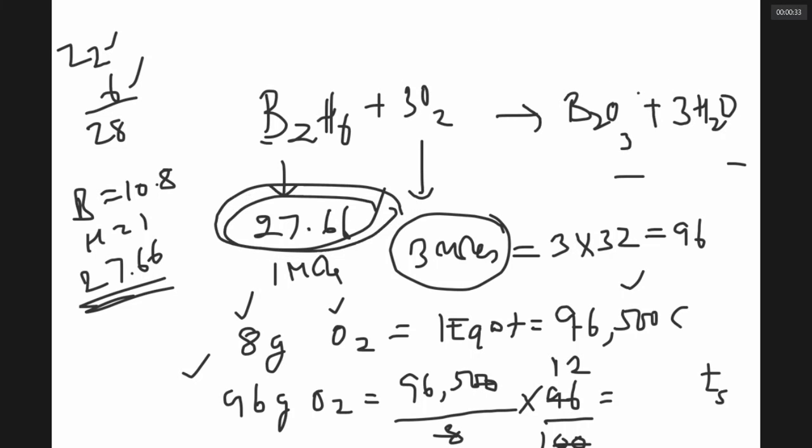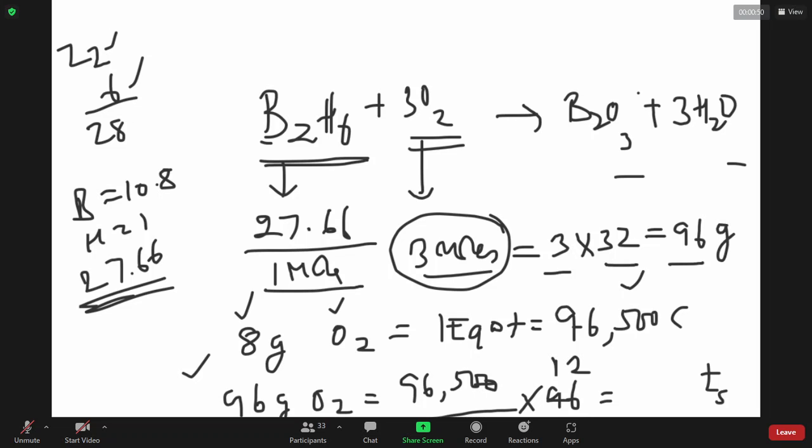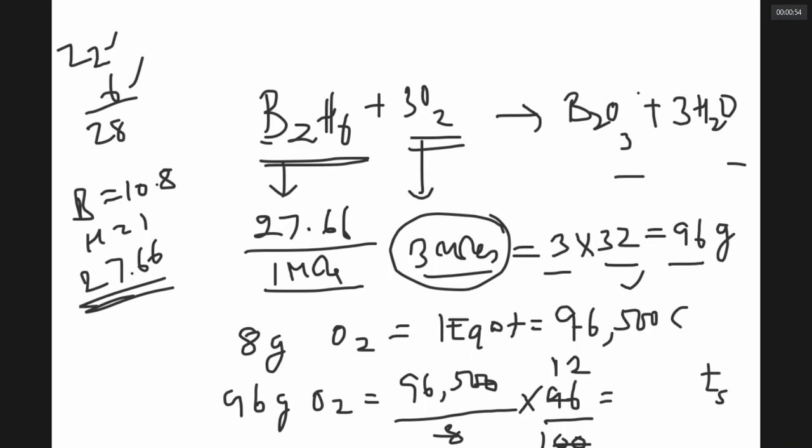Then I see 1 mole of diborane, 27.66 grams, demands 3 moles of O2, which means 3 into 32, 96 grams. Definitely one equivalent weight of any element, that is 8 grams of oxygen, requires 1 Faraday charge.